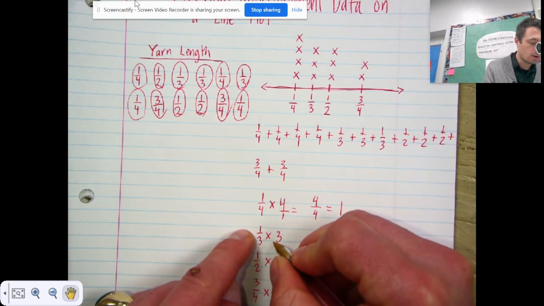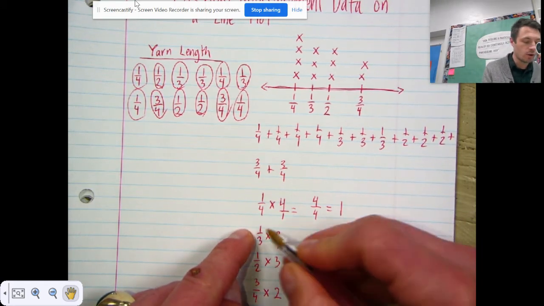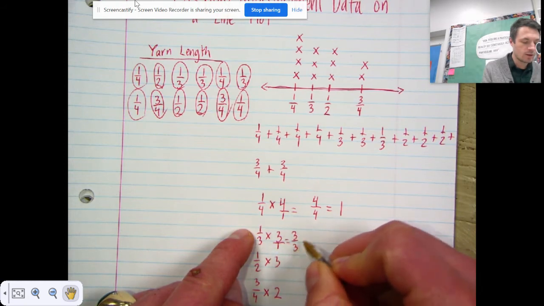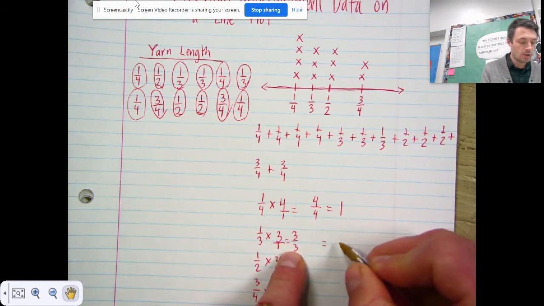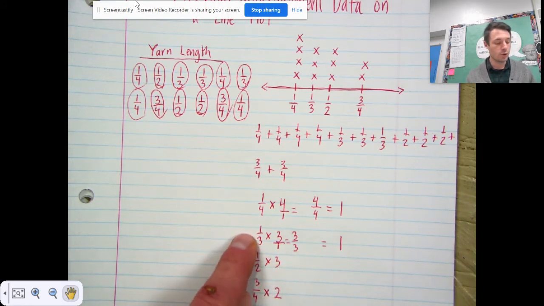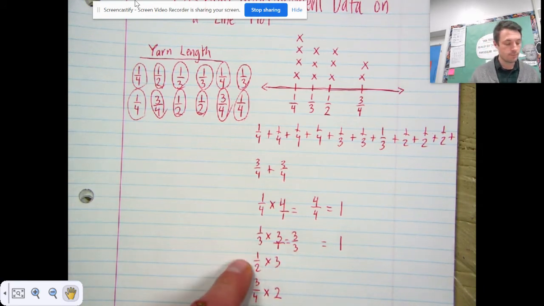1/3 times 3. Give the whole number a denominator of 1. 1 times 3 is 3. 3 times 1 is 3. 3/3. That means we also have 1 foot of yarn that's cut into 1/3 of a foot strips.